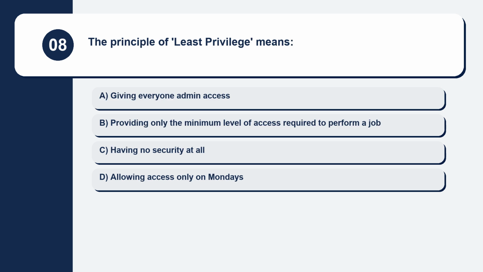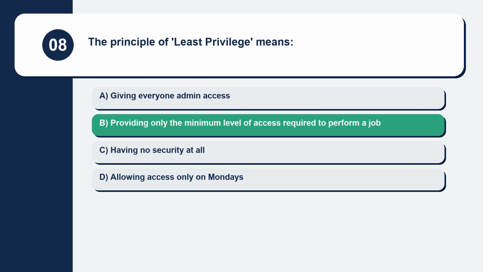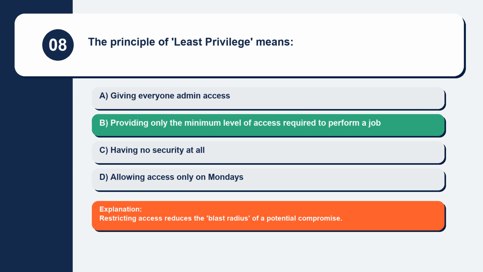Question 8. The principle of least privilege means: giving everyone admin access, providing only the minimum level of access required to perform a job, having no security at all, or allowing access only on Mondays. Restricting access reduces the blast radius of a potential compromise.